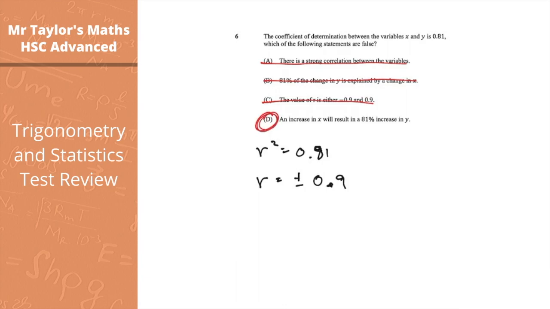So an increase in x will result in an 81% increase in y. That is more your a value when you find your linear regression. That's the value that's going to talk about how much y changes with respect to a change in x. So D is the correct answer here, guys. That is the false one.